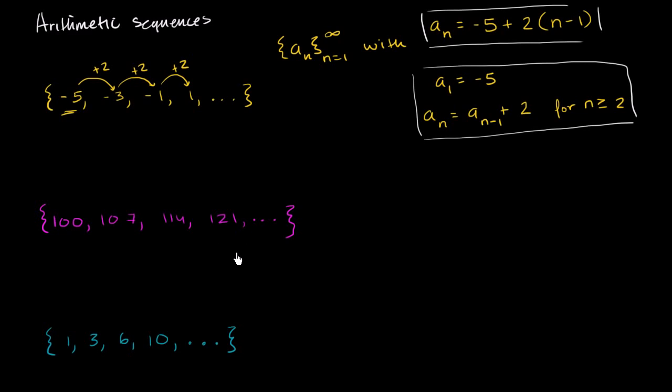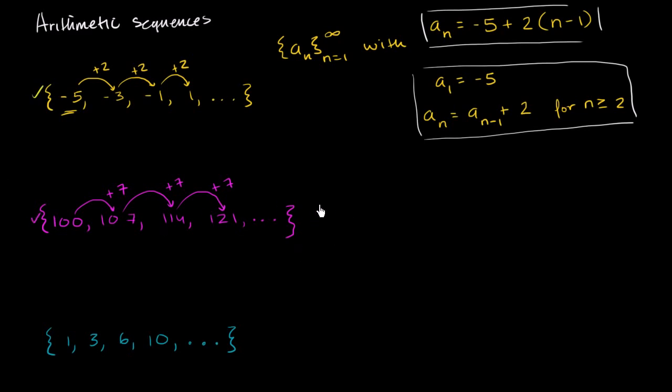Now let's look at this sequence. Is this one arithmetic? Well, we're going from 100 to 107, we add 7. 107 to 114, we're adding 7. 114 to 121, we are adding 7. So this is indeed an arithmetic sequence. So just to be clear, this is 1. And this is 1 right over here.